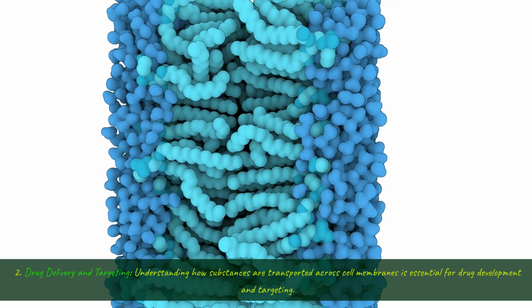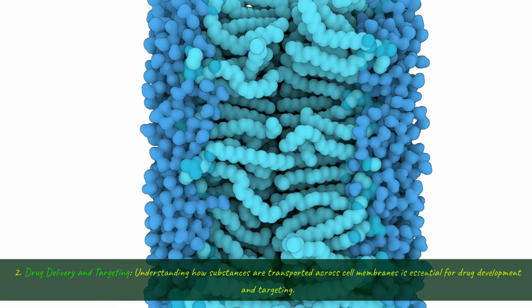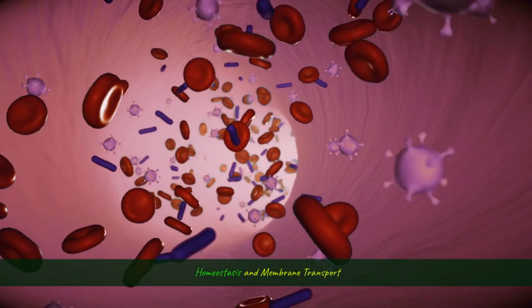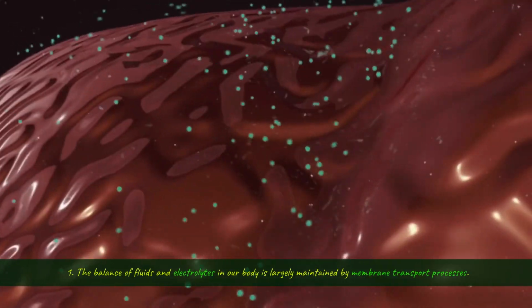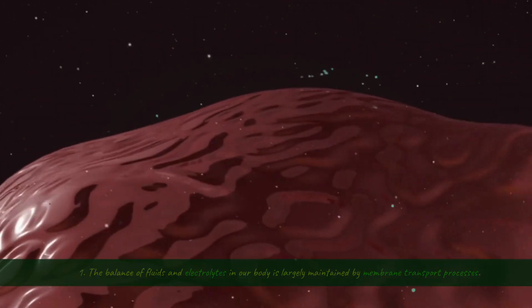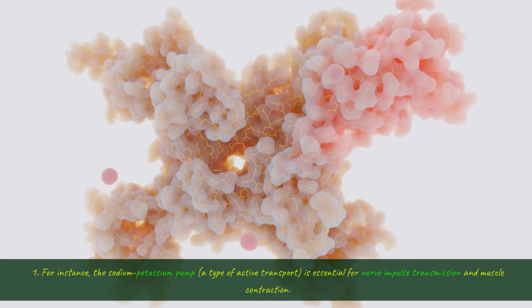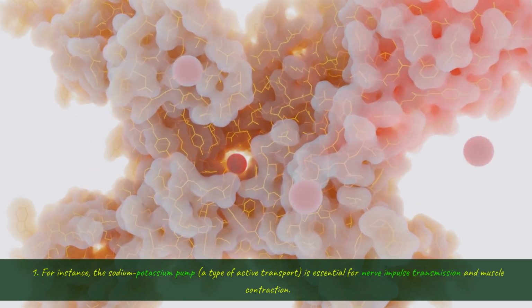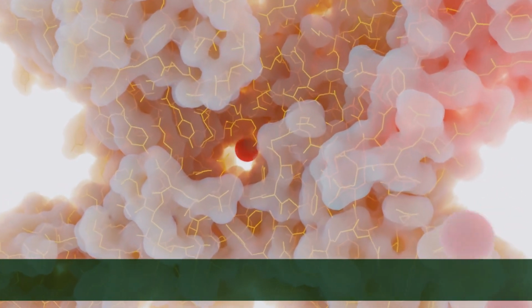Drug delivery and targeting. Understanding how substances are transported across cell membranes is essential for drug development and targeting. Homeostasis and membrane transport. The balance of fluids and electrolytes in our body is largely maintained by membrane transport processes. For instance, the sodium-potassium pump, a type of active transport, is essential for nerve impulse transmission and muscle contraction.